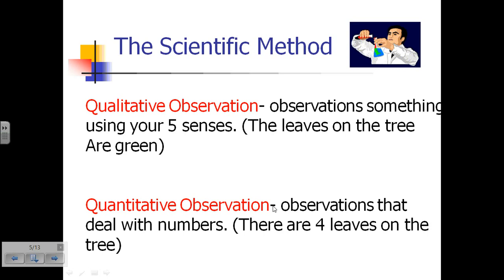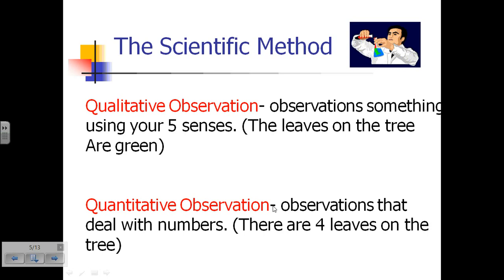The word qualitative observation comes from the word quality, and in this case it refers to observations of something using your 5 senses. This includes smell, touch, sight, any of those things. And an example would be if you were looking at the tree, the leaves on the tree are green.